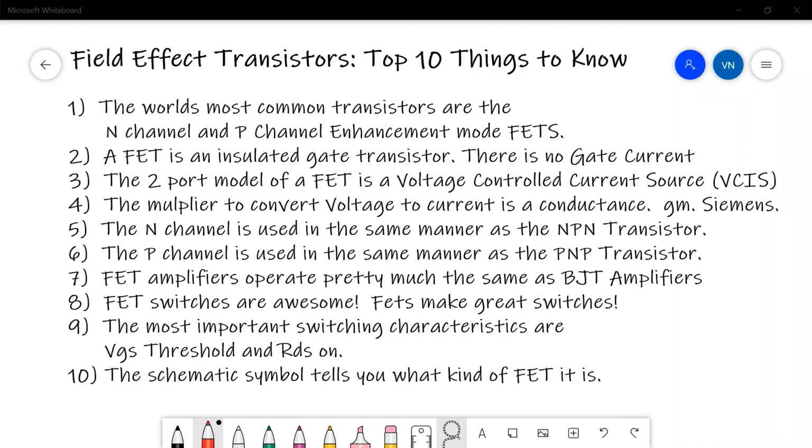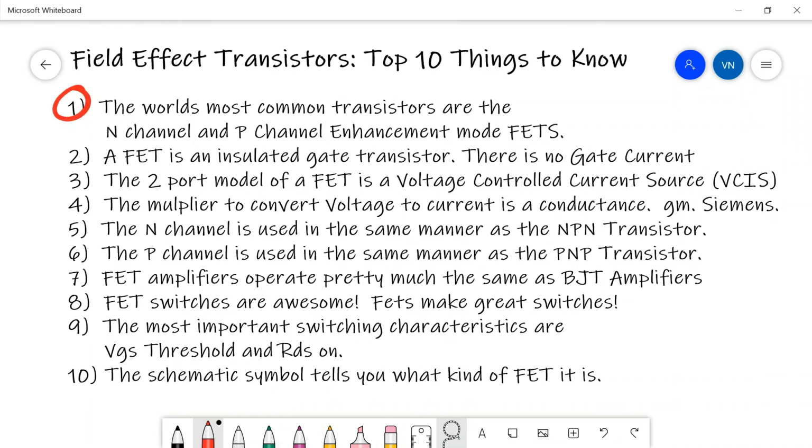So I want to wrap this up by telling you what I think are the top 10 things that you should know about field effect transistors. So number 1, the world's most common transistors are the N-channel and P-channel enhancement mode FETs. This is what's used in your microprocessors, so there's billions of these in a single chip in a modern day computer.